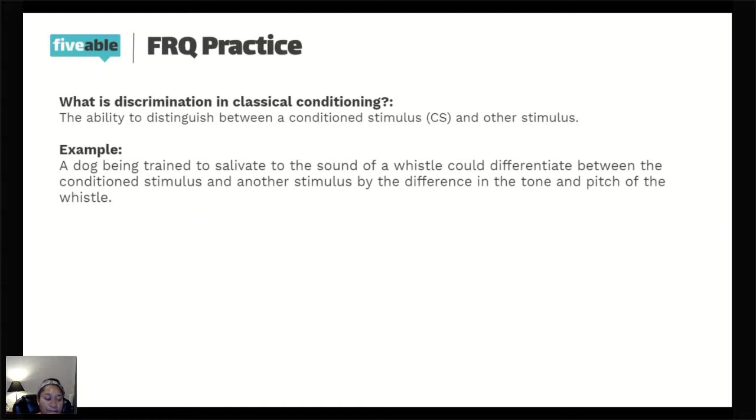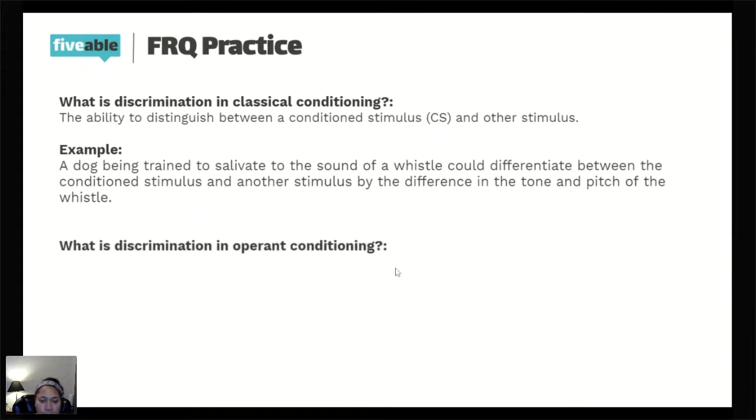So if there's one whistle that has a different tone and different pitch than the other, and another whistle is blown with a different tone and different pitch to the other, the dog will salivate to the whistle that is the exact whistle that he was paired to salivate to, and not a different whistle with a different tone. It has to be the exact same whistle. That is discrimination.